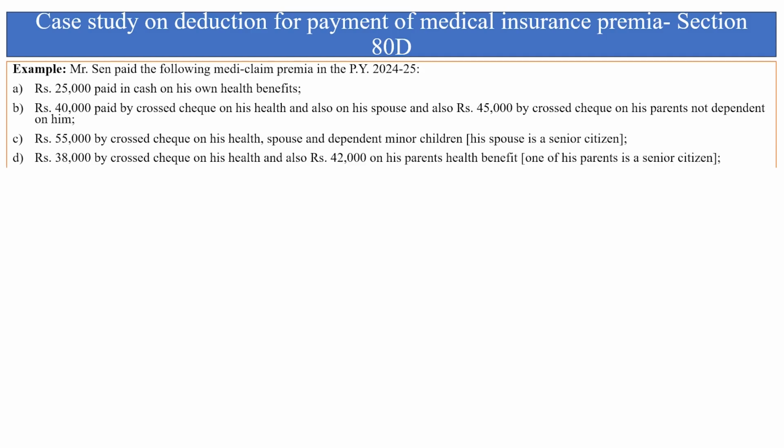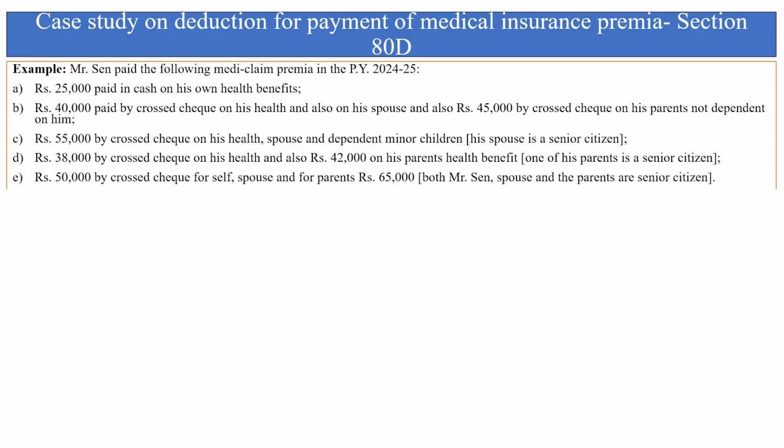Rupees 38,000 paid by cheque on his health and also 42,000 on his parents' health. One of his parents is a senior citizen. Rupees 50,000 paid by cheque for self, spouse and for parents, rupees 65,000. Both Mr. Sen's spouse and the parents are all senior citizens, and they have paid 50,000 for self and spouse and for parents 65,000.